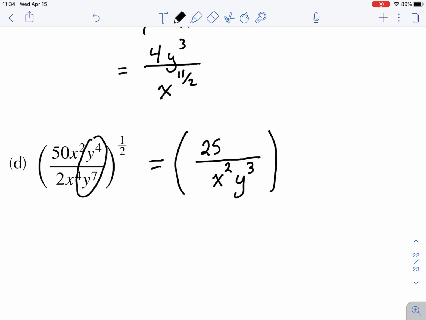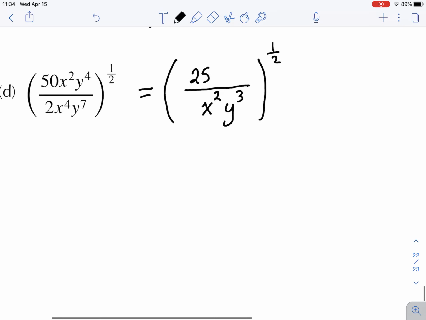Now you see why you can only do this with positive exponents. If you have negative exponents or fractional exponents, you can't really do this. But if all the exponents of all the variables are positive, you can just work this question like this. Now, we've still got this 1/2 on the outside.